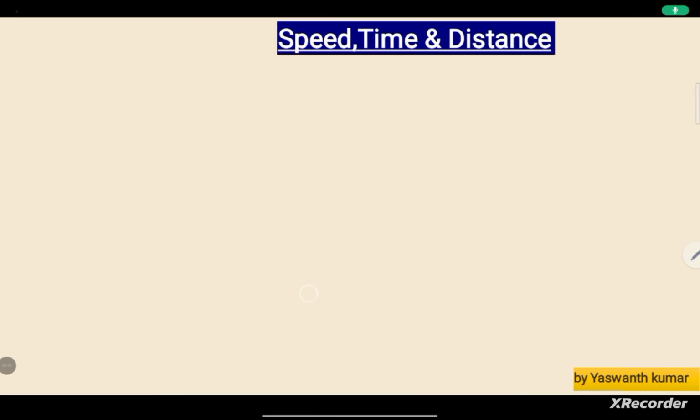Hello everyone. In this video, we'll be discussing the topic speed, time, and distance. Hope all are familiar with the definitions. Distance is the length of the path covered by an object or person, and speed is the rate at which the object covers the distance, whereas time is the duration for covering the distance. Instead of memorizing the formula, try to understand how these three terms are related.